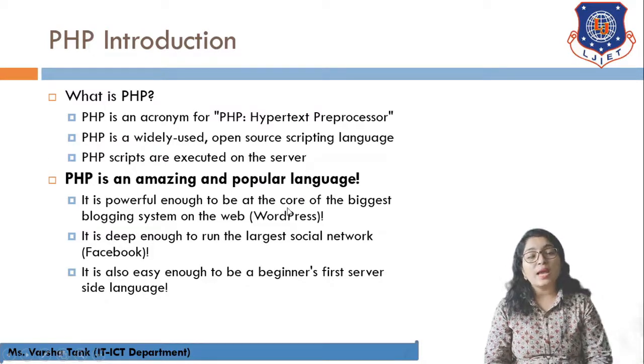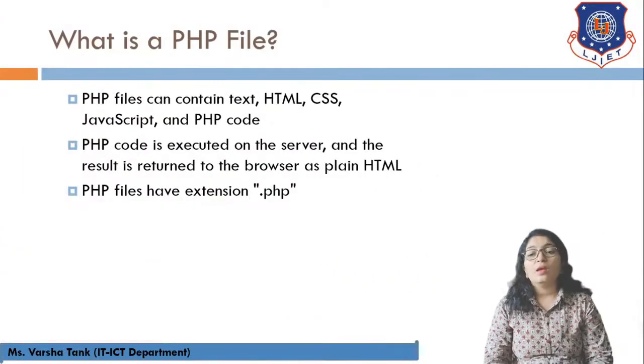PHP is an amazing and popular language. Why? Because it is powerful enough to be at the core of the biggest blogging system, WordPress, and it is used in Facebook also. It is also easy for beginners to learn PHP. That's why it is amazing and popular. Now, what is a PHP file? A PHP file can contain text, HTML, CSS, JavaScript and PHP code, and it is executed on the server and the result is returned to the browser as plain HTML. PHP files have the extension .php.